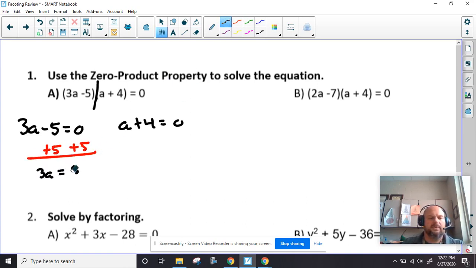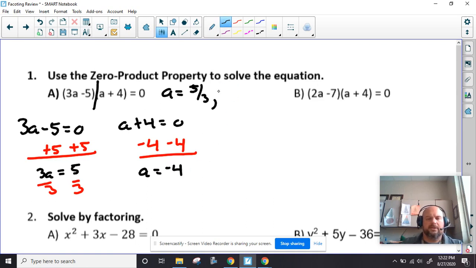3a equals 5. All right, so we get a equals 5 over 3 is one of our answers. And right here, when we subtract 4, we should get a equals negative 4 as another one.